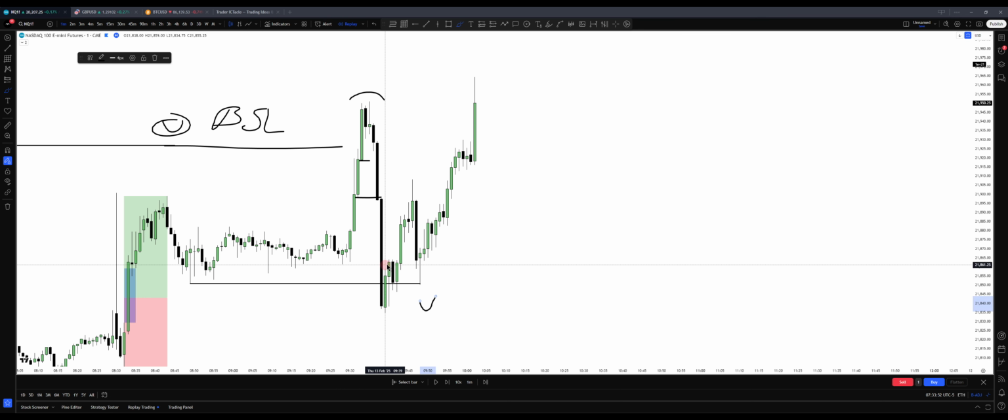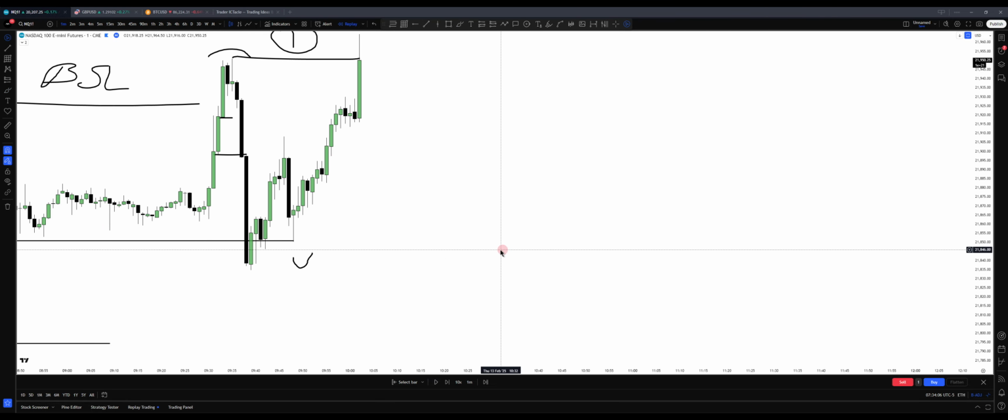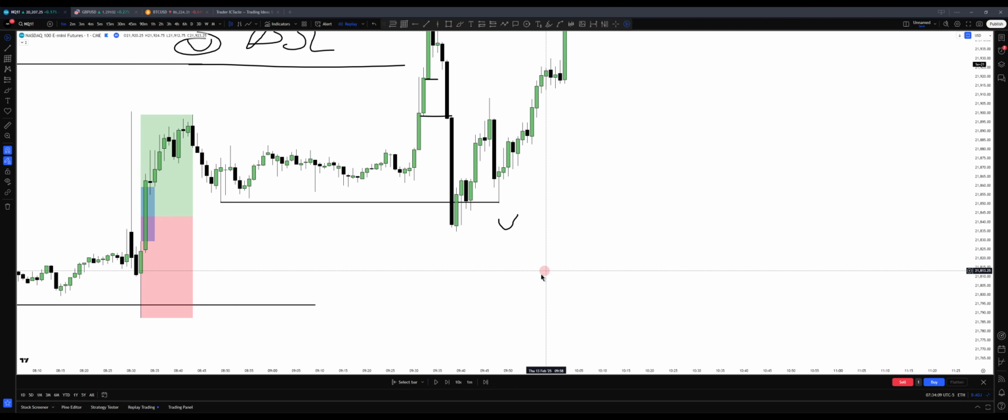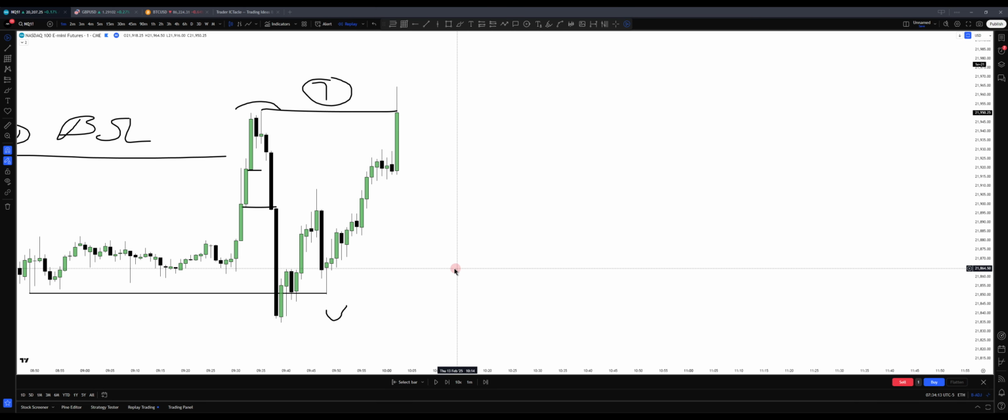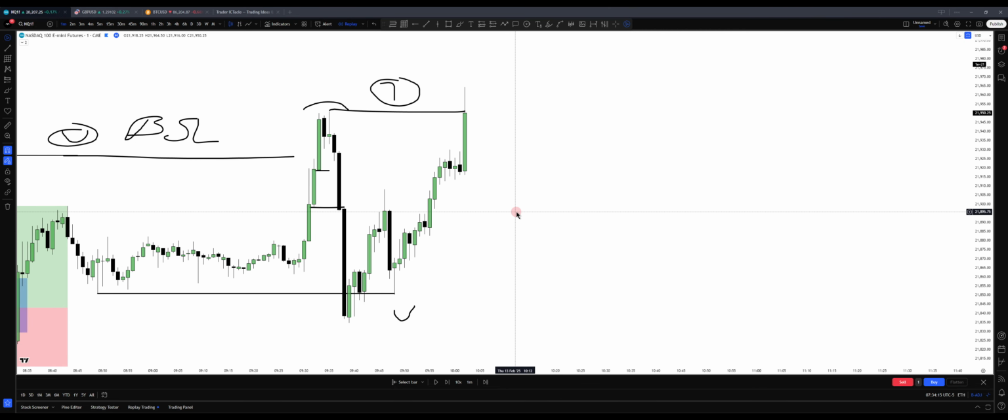So price takes out liquidity, and we have this candle right here. We have this fair value gap. We have this order block. We have this mitigation block, right? We have the buy side number one liquidity right here. And you see how fast this is, and compared to the expansion, compared to the distribution, it's fast. It's faster than the distribution.